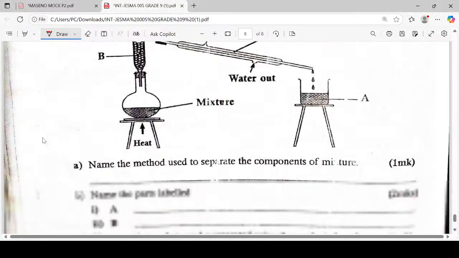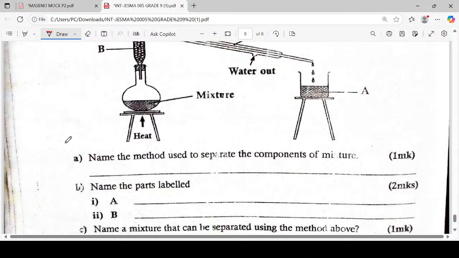So this is just a moment. The method here should be fractional distillation.